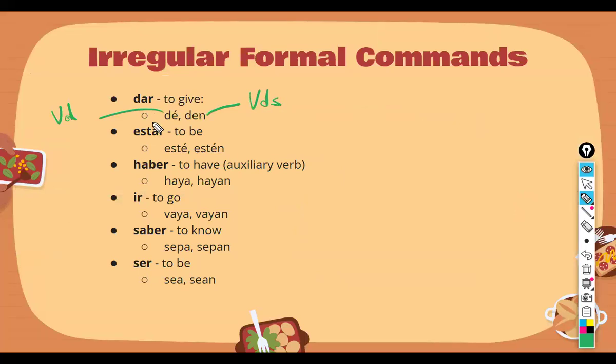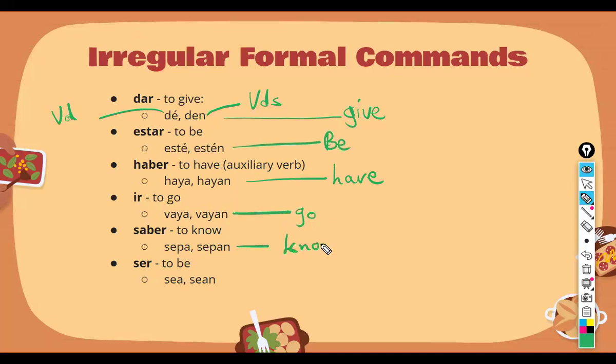Right, so dar, the verb to give, and so basically this just means give, right? But you're saying it to a stranger or an authority figure, right? Estar, to be, estén, so be, right? Be whatever. Haber, to have, haya, hayan. So this translates to have, but not in the sense of take it, right? That would be tener. Ir, to go, vaya, vayan, so you're saying go. Saber, to know, sepa, sepan, you're telling the person know.